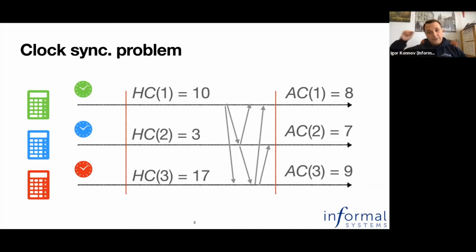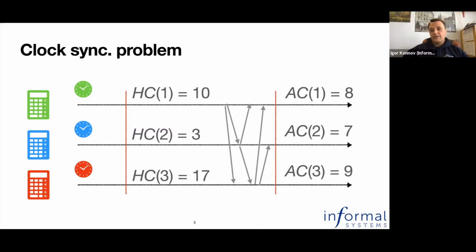So the point of clock synchronization is to design an algorithm that allows different machines, different computers, to exchange messages, so that by the end of this communication, they adjust their clock values in a way that these clock values are probably not equal to each other, but they're not so far apart from each other.